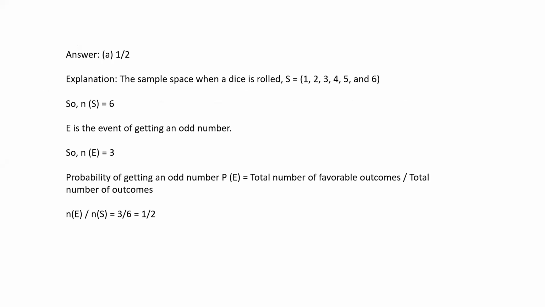Here we use the sample space formula. We have 6 outcomes, and for event E, we have 3 odd numbers. When we divide 3 by 6, we get 1 by 2. So it is a very simple calculation.